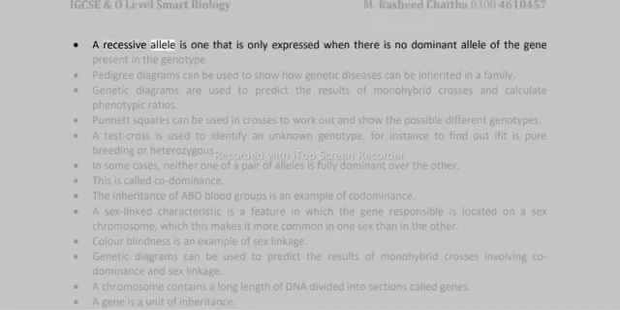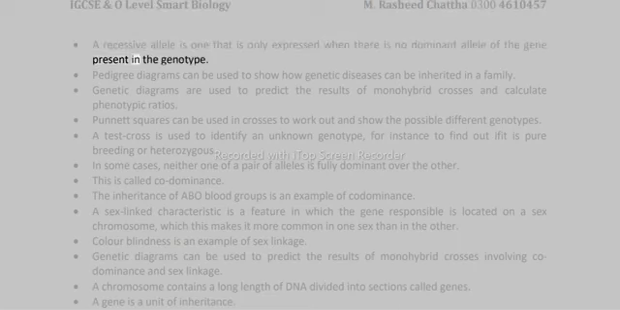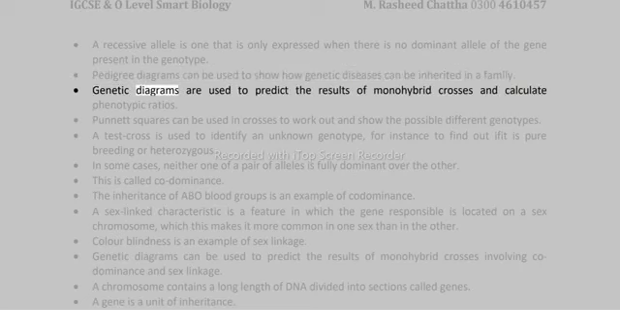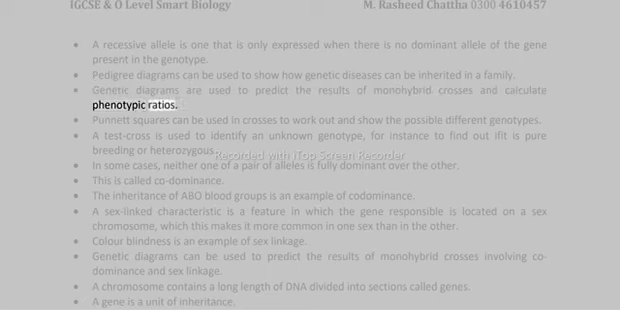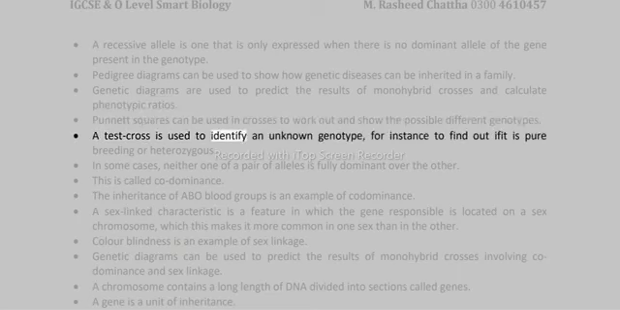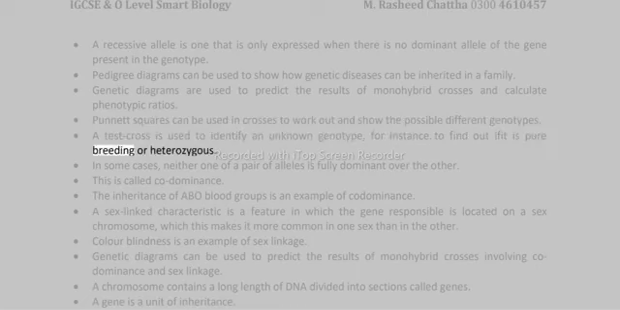A recessive allele is one that is only expressed when there is no dominant allele of the gene present in the genotype. Pedigree diagrams can be used to show how genetic diseases can be inherited in a family. Genetic diagrams are used to predict the results of monohybrid crosses and calculate phenotypic ratios. Punnett squares can be used in crosses to work out and show the possible different genotypes. A test cross is used to identify an unknown genotype, for instance to find out if it is purebreeding or heterozygous.